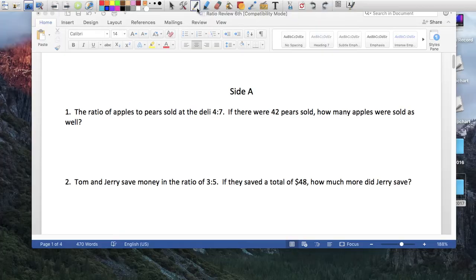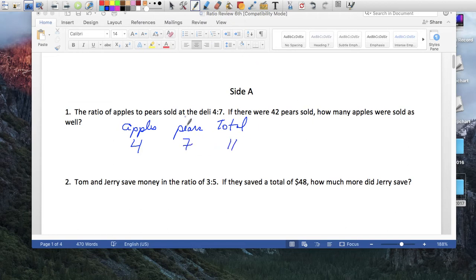You have a choice of whatever method you want: tape diagram, double number line, part-part-total. Feel free, whatever works for you. I'm just going to stick to part-part-total, because that's nice. You go apples, pears, and let's just write total. So there are 4 apples, 7 pears, for a total of 11.